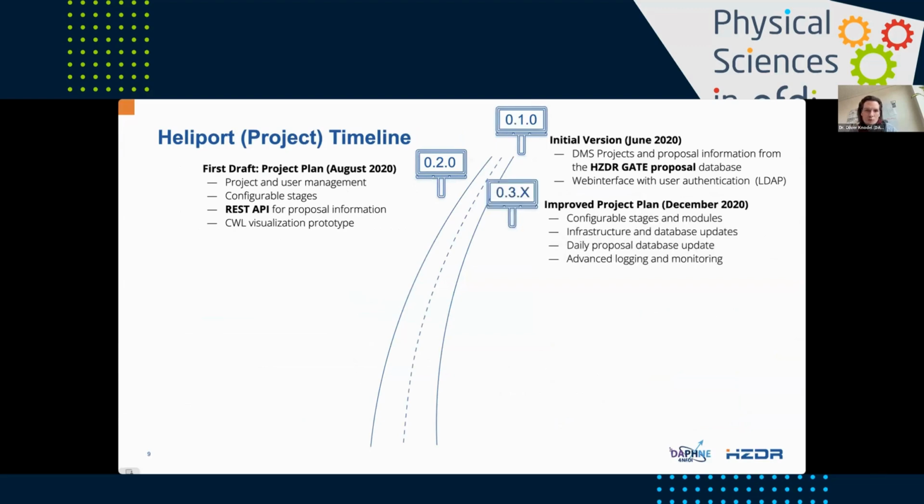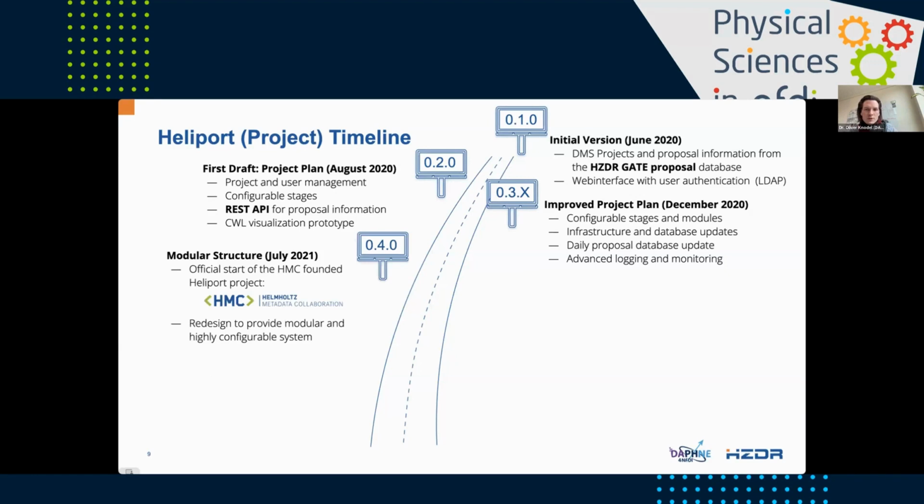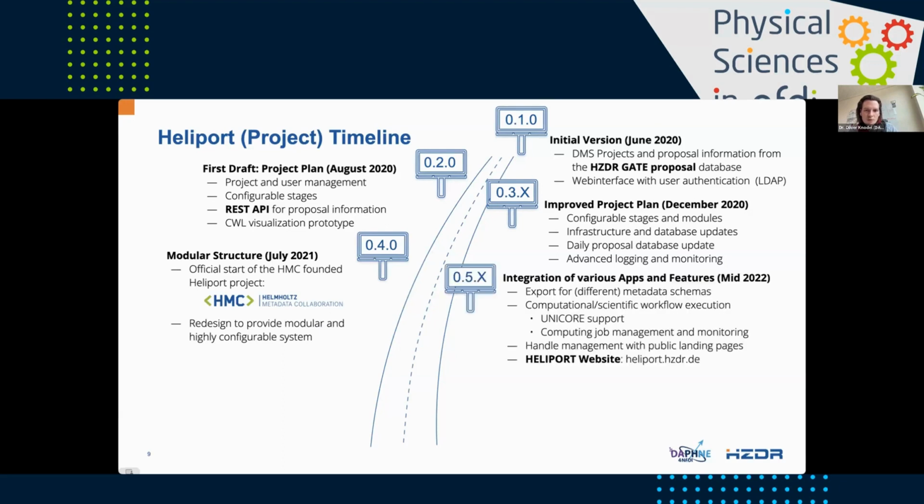Then we played a little bit around with APIs. We created the overall project plan where we can add all the different systems on top level. Then our Heliport project officially starts in July 2021. Then we integrated over a year different apps and features. Now we have a nice Heliport website where also the Heliport prototype at HTTR is available.